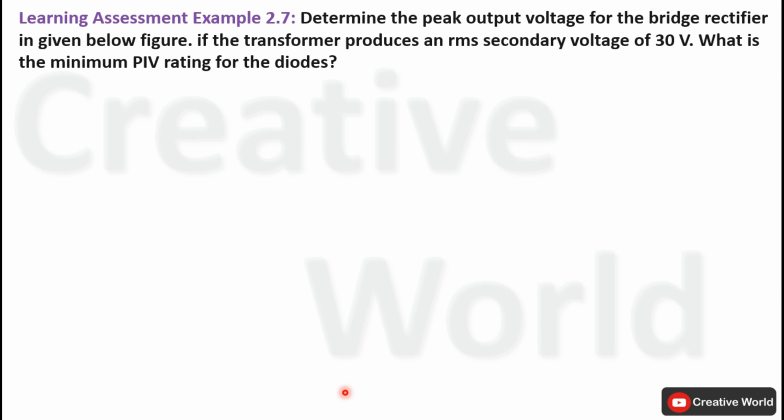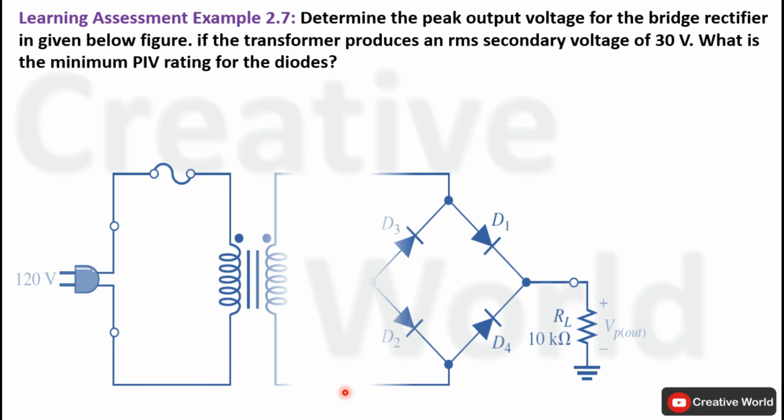Read the scenario. Determine the peak output voltage for the bridge rectifier in the given figure if the transformer produces an RMS secondary voltage of 30 volts. What is the minimum peak inverse voltage rating for the diodes? This is the circuit diagram of the given problem.